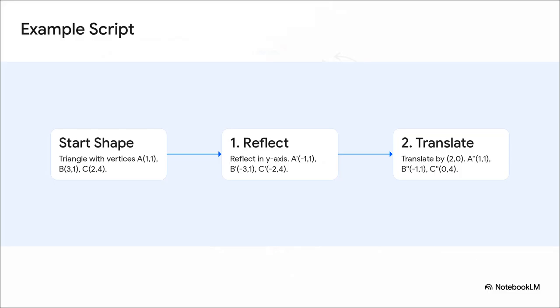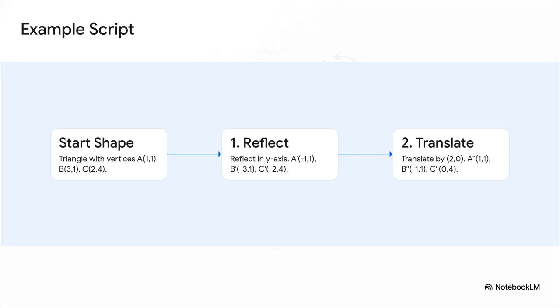Okay, let's actually walk through a script together. We're starting with this triangle ABC. Step 1, we're going to reflect it across the y-axis. And what was that rule again? Right, (x, y) becomes (-x, y). So we just flip the sign of each x-coordinate and bam, we get our new triangle A prime, B prime, C prime.